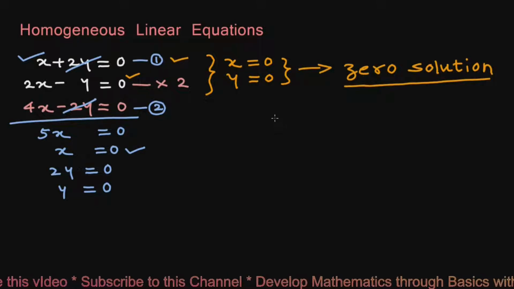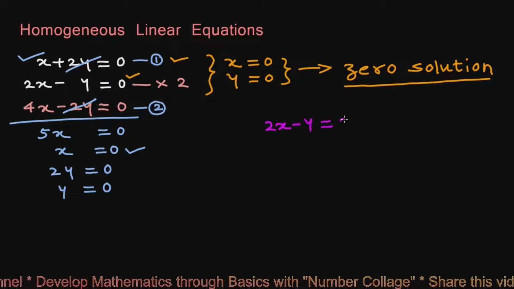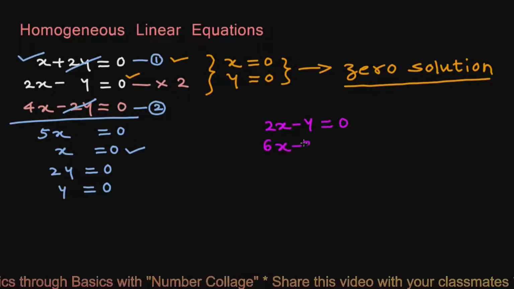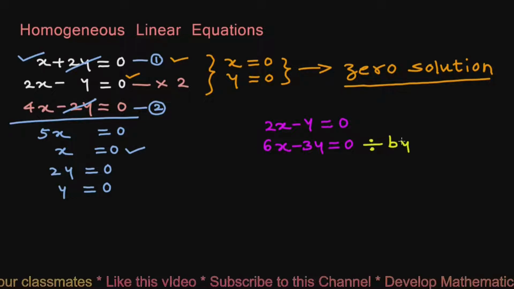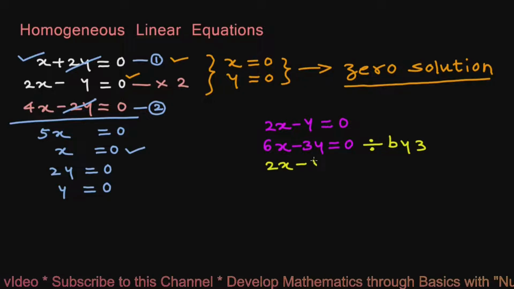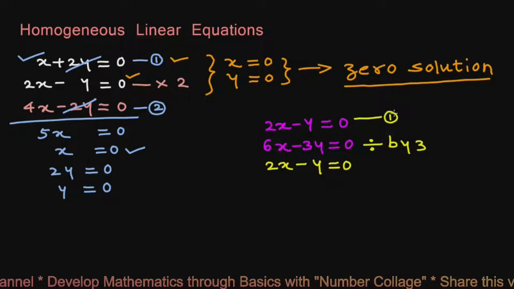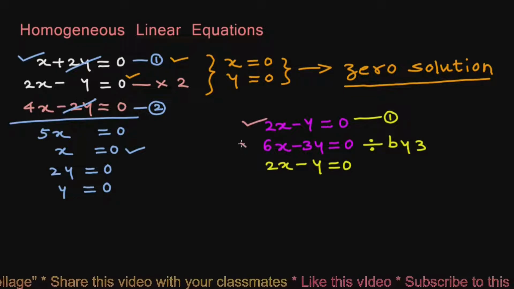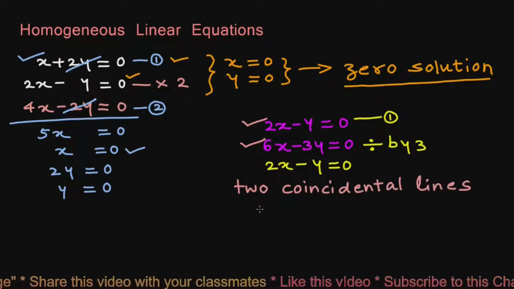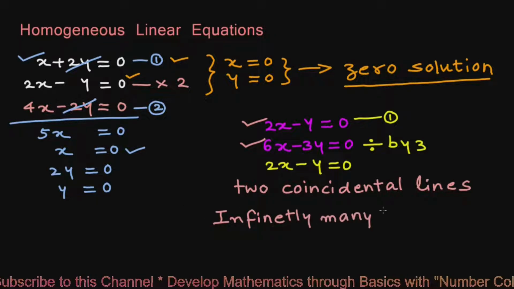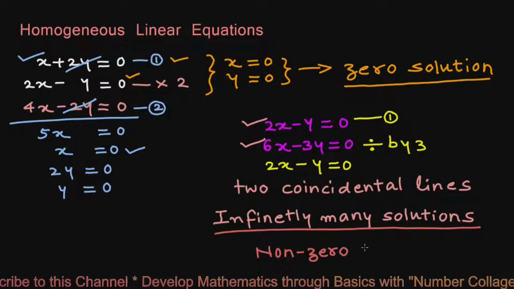Now consider another pair of linear equations in two variables 2x minus y equals 0 and 6x minus 3y equals 0. If we divide the second equation by 3, we get 2x minus y equals 0, the same equation as the first equation. Therefore, these two equations represent two coincidental lines, which means they have infinitely many solutions, and these solutions will be called non-zero solutions.